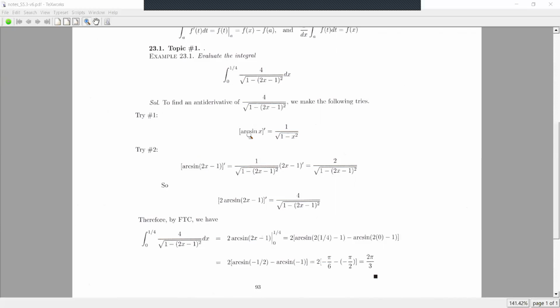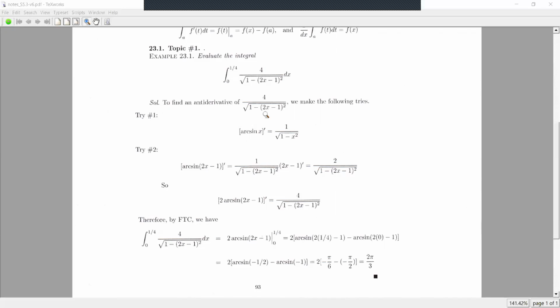This time I try arcsine of 2x minus 1. Let me compute the derivative of this function. I need to use the chain rule, right? I need to introduce a temporary variable u for 2x minus 1. So when I use u to denote 2x minus 1, this function is arcsine of u. Now the chain rule. Take the derivative of arcsine of u. It is 1 over the square root of 1 minus u squared, times, by the chain rule, the derivative of u. The derivative of 2x minus 1 is 2. So I get this.